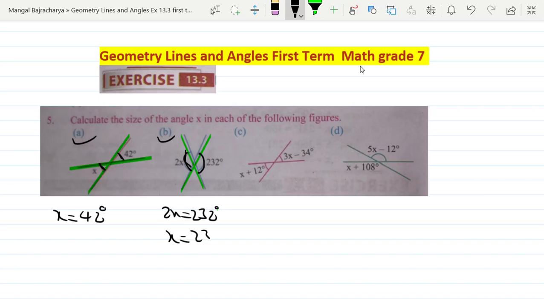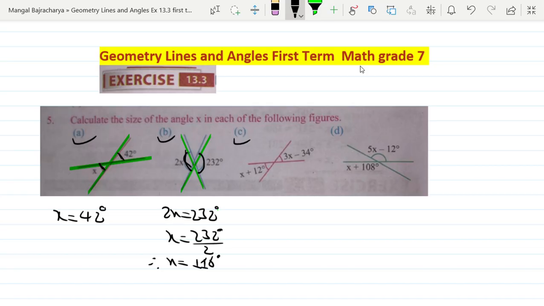So x equals 232 degrees divided by 2. Two ones are 2, and 2 sixes are 12, so this way you get x equal to 116 degrees. And I'll go with number C.